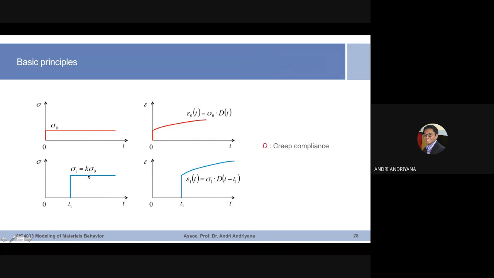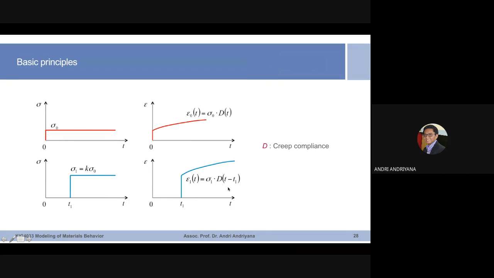So what happens is that, of course, the strain will start to develop at t1, not at t equal to 0. It will start here. The response here will simply be a multiple of the response that I have in the red one here. So it is equal to sigma 1 times D. Sigma 1 is a multiple of sigma 0.